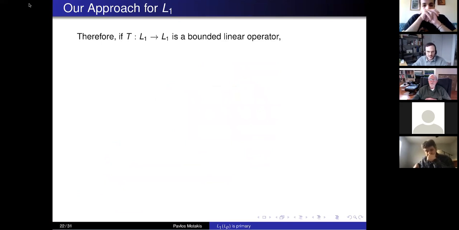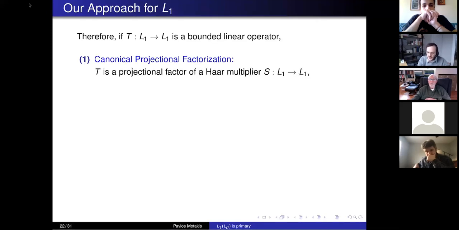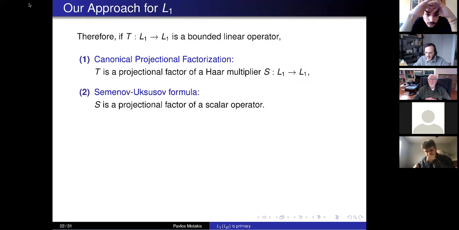And what is the process for this? You start with an arbitrary operator on L1. Then you use the canonical projectional factorization procedure to really reduce your problem to a Haar multiplier. So now you only want to show for your Haar multiplier that it's a factor of the identity, or I minus that is a factor of the identity.